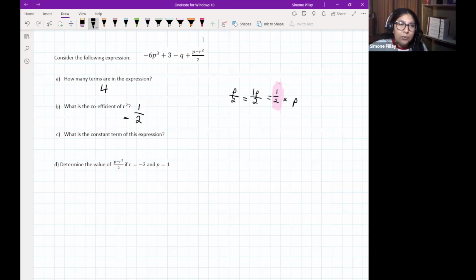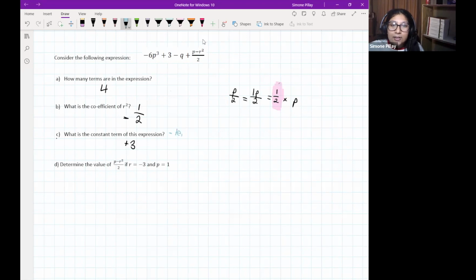The next question, we're looking at C. What is the constant term of this expression? Itandile has answered it very well for us already. It is +3, and I'm glad you included the sign over there. Remember, what is a constant?